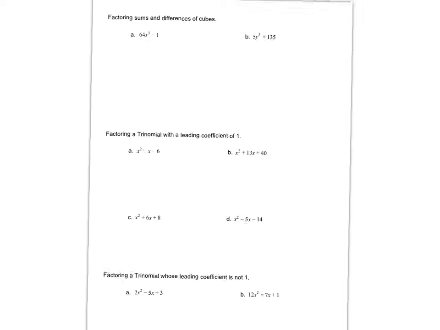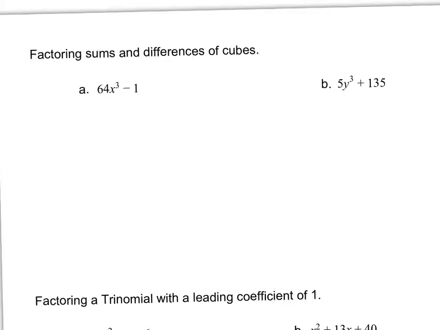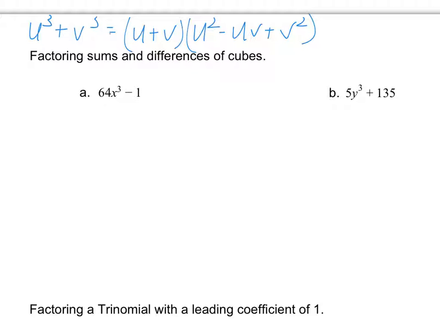Now, the next of our special cases is what we call a sum or difference of cubes. So in this case, well, we have our cubes. So something like u to the third plus v to the third. And when I factor that, I get u plus v times u squared minus uv plus v squared. Now if we were to have the difference, we would take u to the third minus v to the third and factor that as u minus v times u squared plus uv plus v squared.